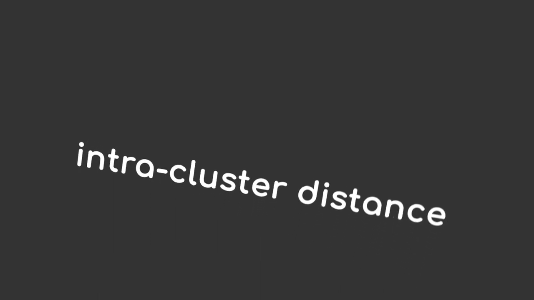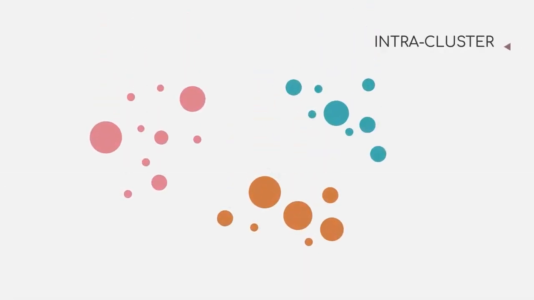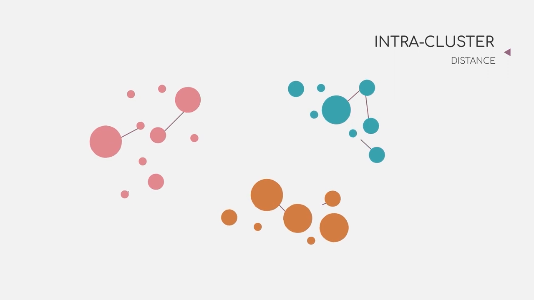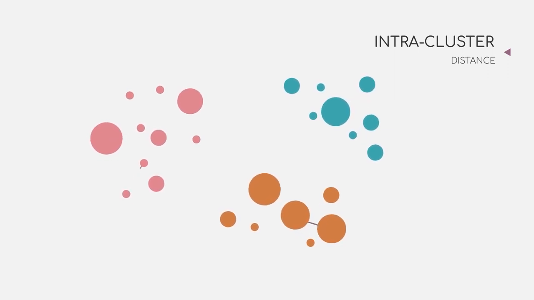Okay, but why do we need all of this when talking about evaluation metrics? Well, simply put, as we do not have access to true labels, we will use this information of dense and well-separated clusters to evaluate our model. Our key metrics in this case are the intra-cluster distance as well as the inter-cluster distance. The intra-cluster distance measures the density of each cluster by looking at the distances of data points within a given cluster. There are several different variations of this.